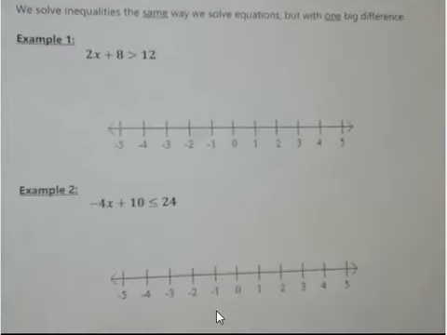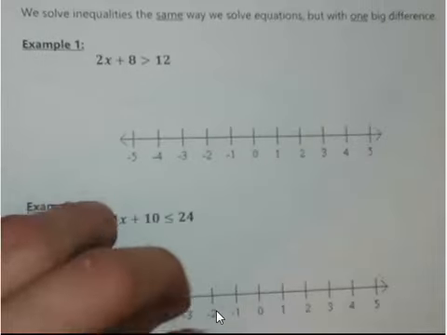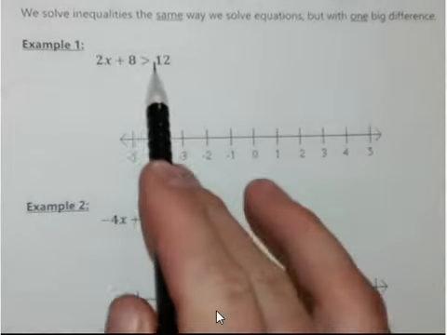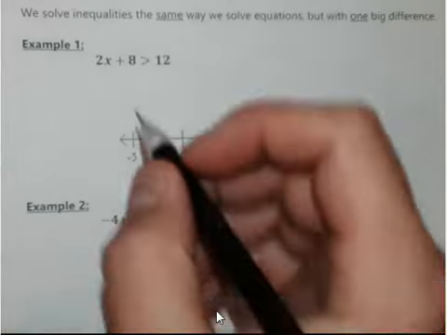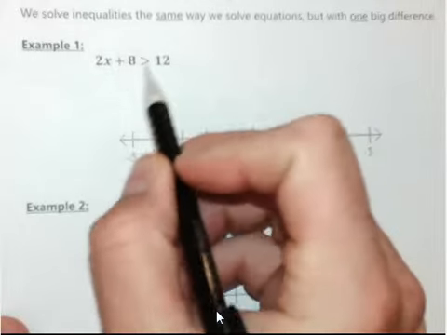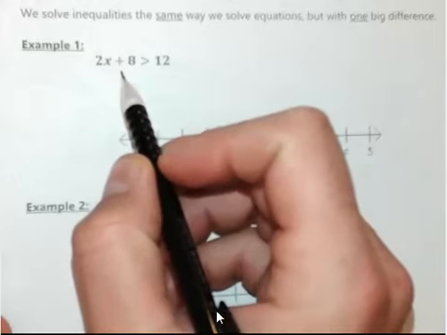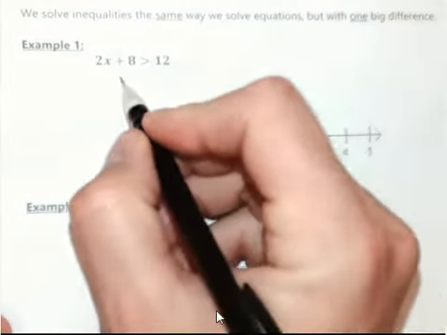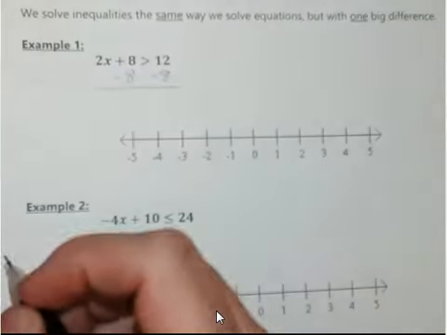So example 1. This should look fairly similar to a two-step equation. The only difference is this little inequality sign, but we're going to solve it just like an equation. If you remember from last unit, when we have two-step equations, the first thing we do is get rid of this constant. Remember, the sign in front goes with it. So this is saying plus 8. The opposite of plus 8 is minus 8. So let's subtract 8 from both sides.